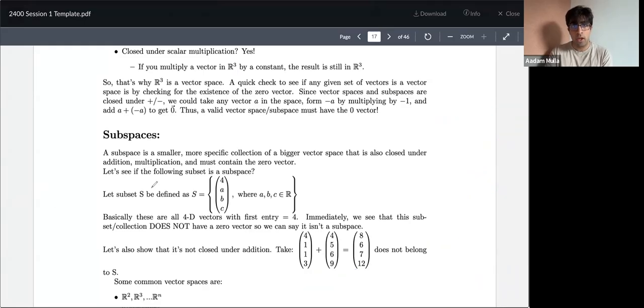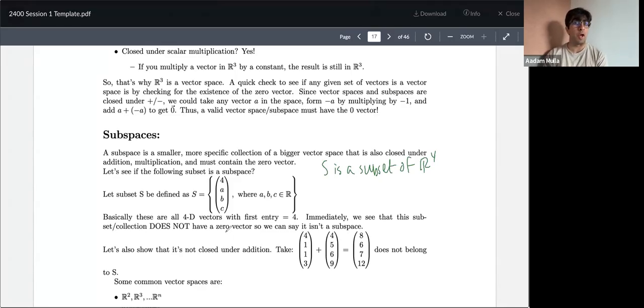Here's an example right here. Notice how this subset S is defined as all 4D vectors where the first element is 4. Very random subspace, but it's still a subset. Sorry, not subspace. It's a very random subset. So we would say S is a subset of R4, because R4 is all our 4-dimensional vectors, and S are the specific ones that follow this constraint where the first element is 4.